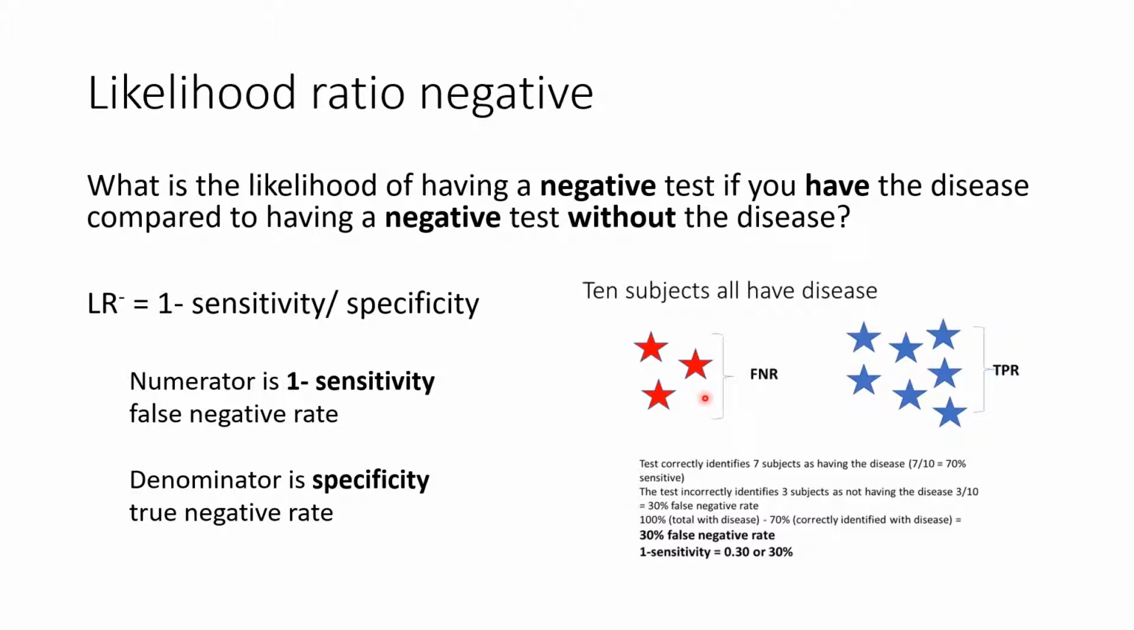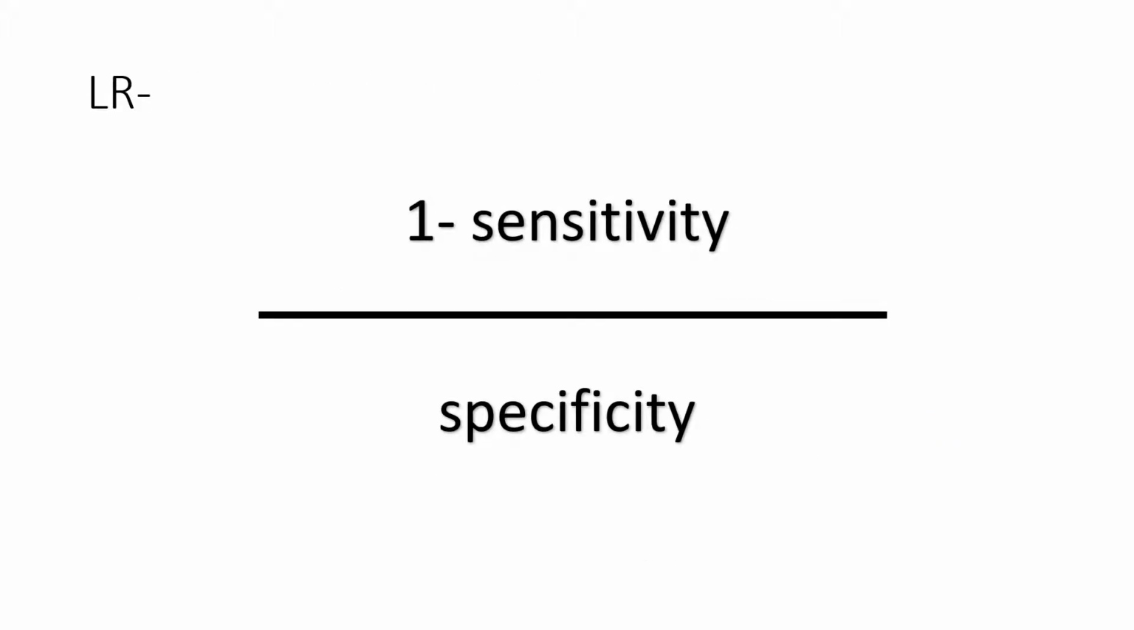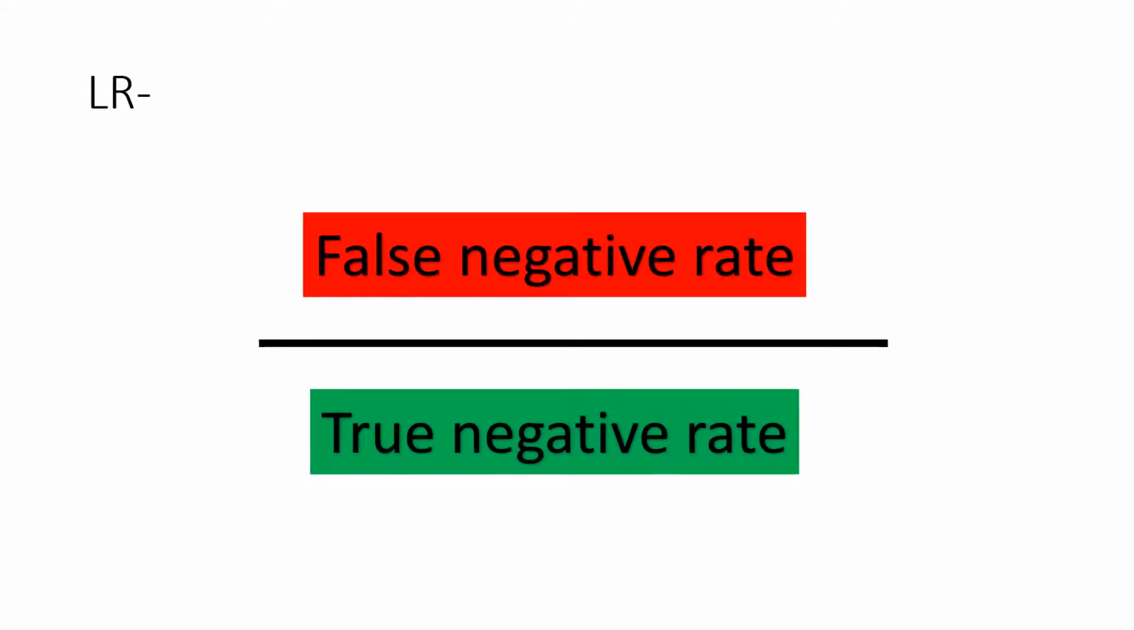And here's a slide from last time. All these 10 subjects do have a disease. And this test, for example, is 70% sensitive, so it picked up 7 out of 10 as truly having it. But it said 3 out of 10 did not have it. And so that's a false negative rate. So the equation, 1 minus sensitivity divided by specificity, or to simplify things, the false negative rate divided by the true negative rate. So if you can remember these terms, false negative rate, true negative rate, and what it means, you can figure out if it's 1 minus sensitivity or whatever else, in case you can't remember.